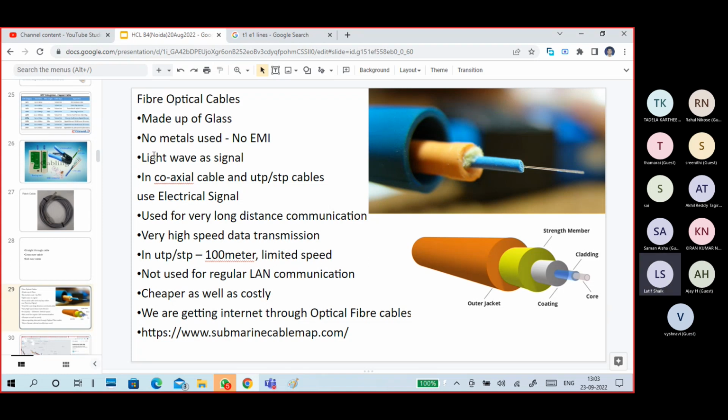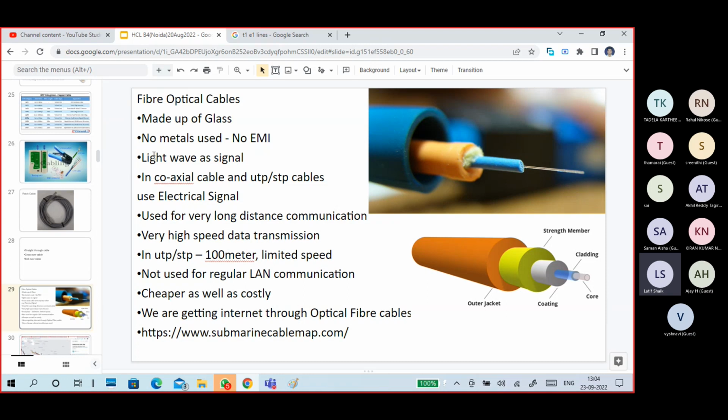Fiber optical cables are made up of glass. The wire that we are using is made up of glass. Glass is actually made from limestone, like sand, silicon material, limestone. It is generally cheaper. It is not a metal. It is non-metal, so there is no electrical or magnetic interference.